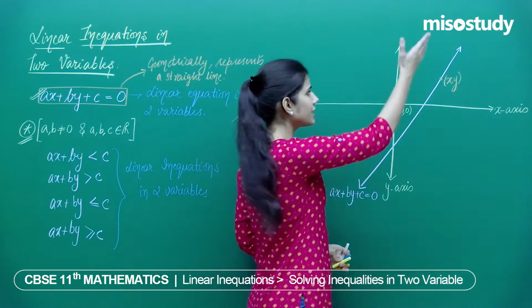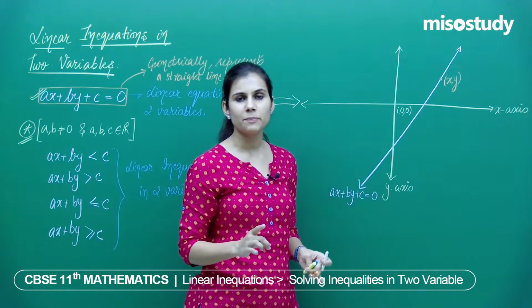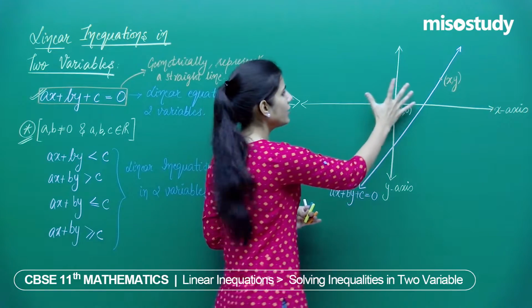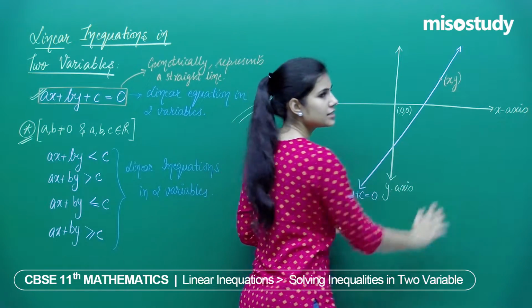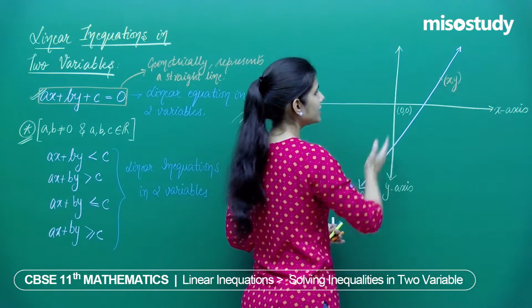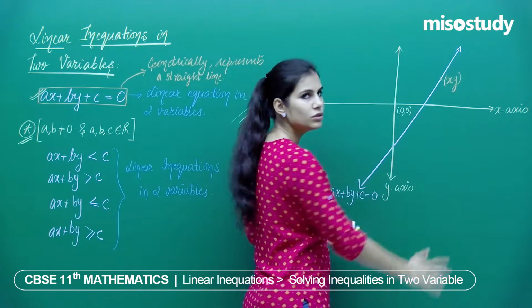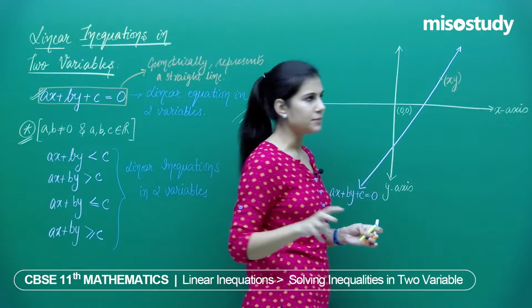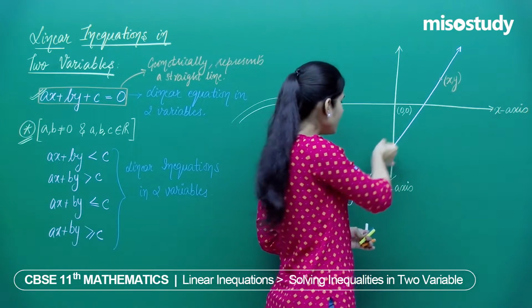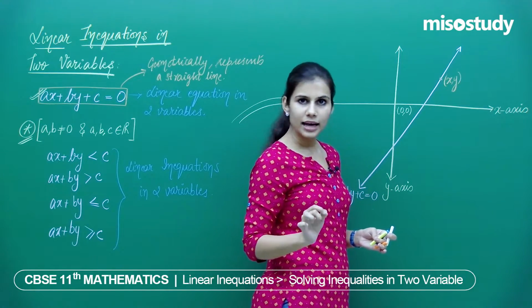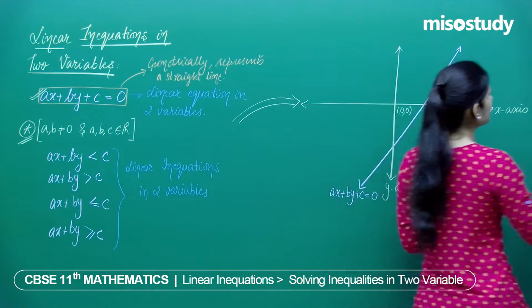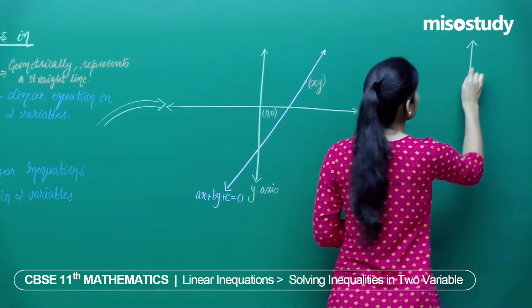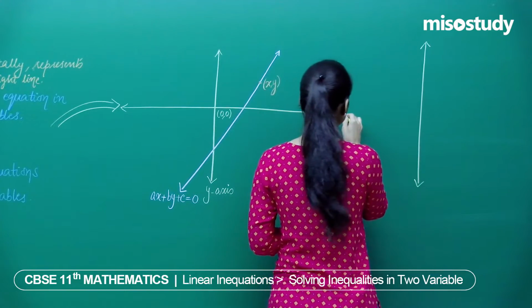Whenever you have a straight line in the xy plane, the entire xy plane is divided into two parts. One is towards this side, another is towards this side. You can see right now this line is dividing the plane into two halves. Now there are two ways in which this division happens. One is when I have drawn the line as a dark line. Let's talk about another situation.